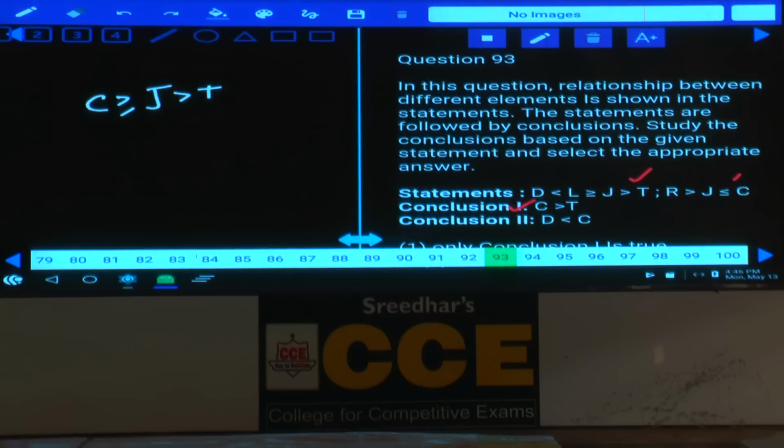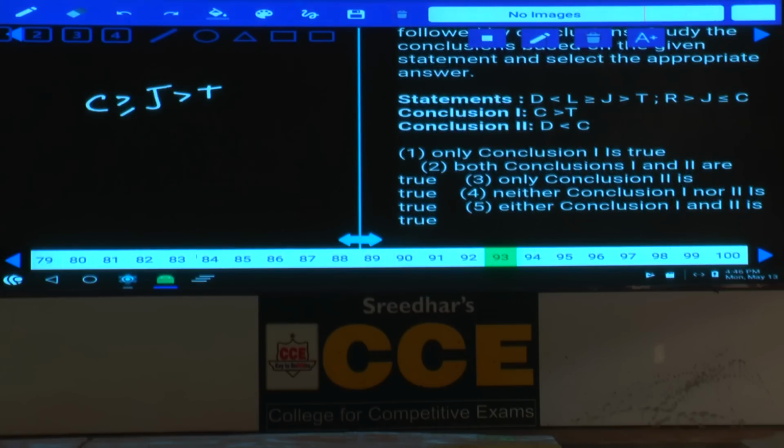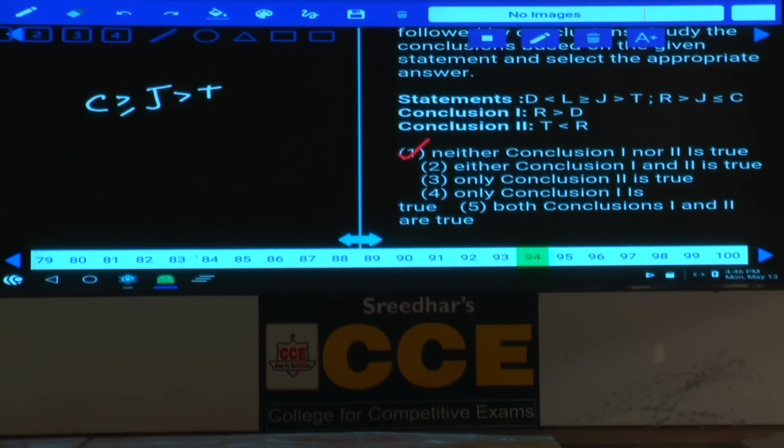And D and C, between D and C, D to J, J to C. Between D and J there is 1 lesser than, 1 greater than. Two opposite symbols, no relation can be drawn, and so only conclusion 1 is true. Only conclusion 1, that is choice 1. 93. Then 94, R and D. D is here and R is here. Tell me which letter is common here? J is common. Now between D and J, lesser than, greater than, two opposite symbols, this is false.